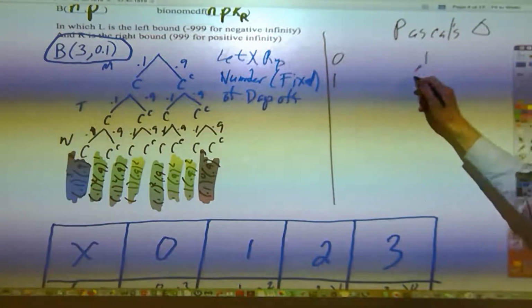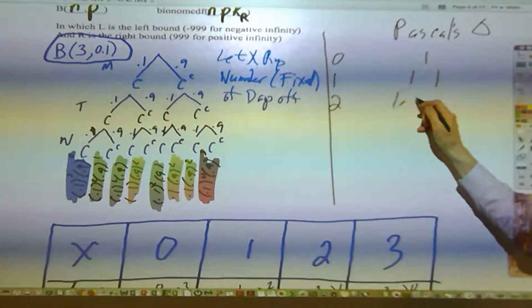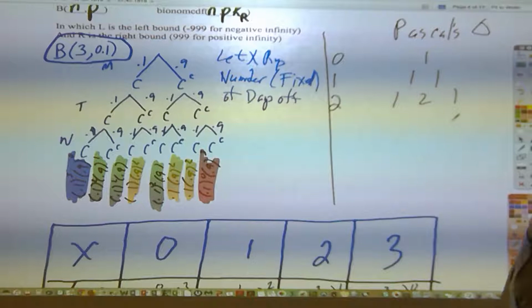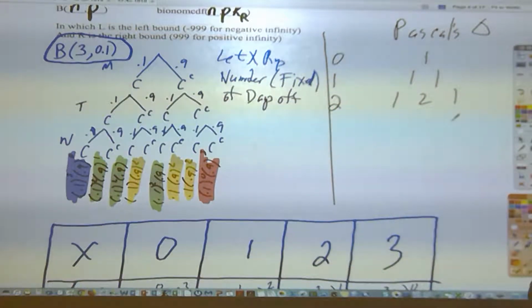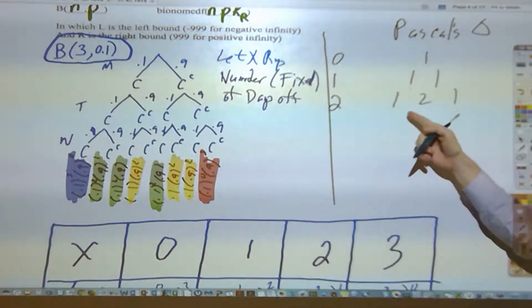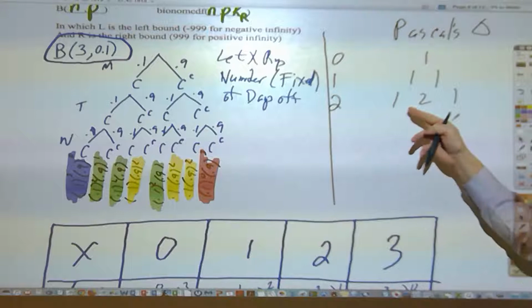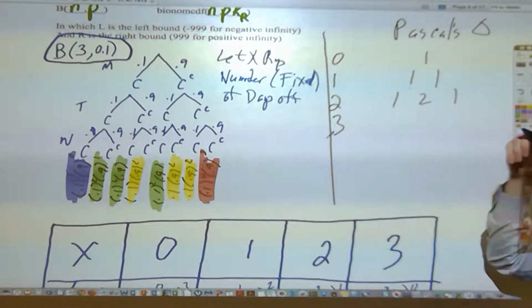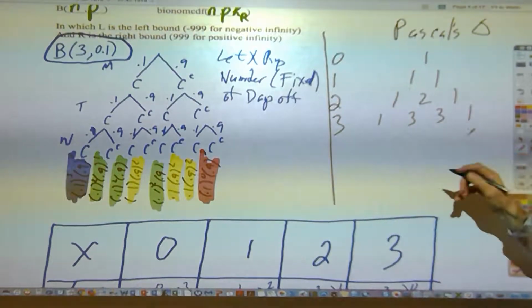Row 1 is 1, 1. Row 2 of Pascal's triangle is 1, 2, 1. So if we were looking at just Monday and Tuesday, 2 days, then the coefficients of the binomial model would be 1, 2, 1. Since we were looking at 3 days, Monday, Tuesday, Wednesday, the coefficients are going to be 1, 3, 3, 1.